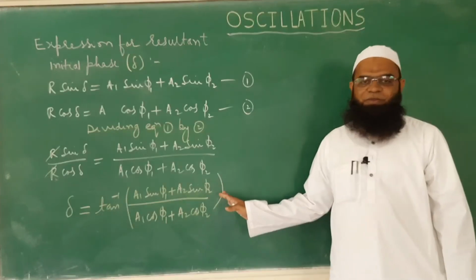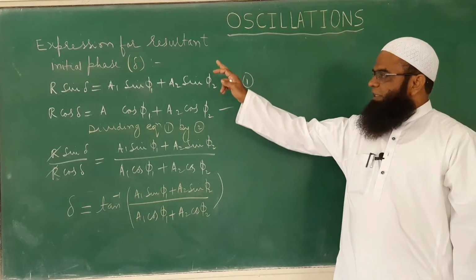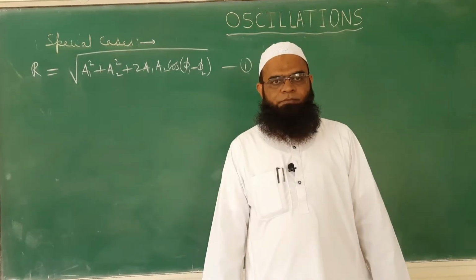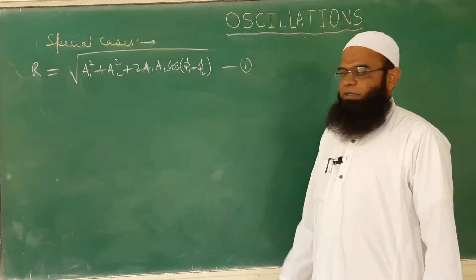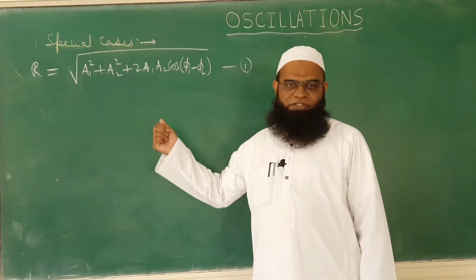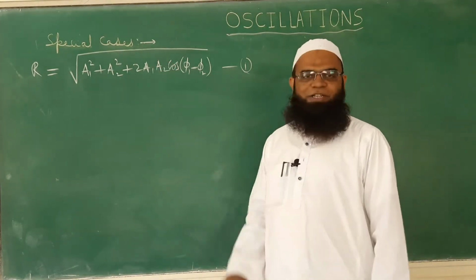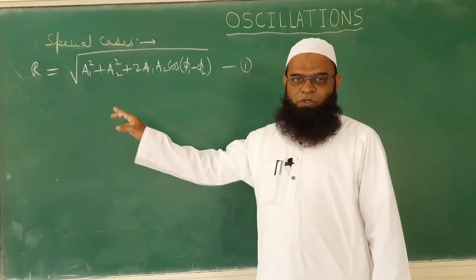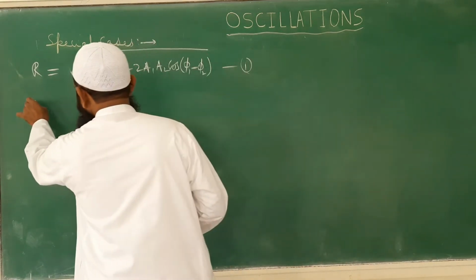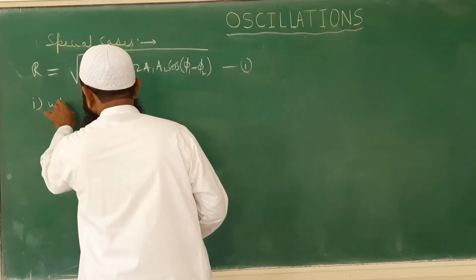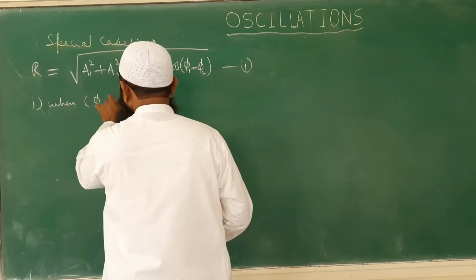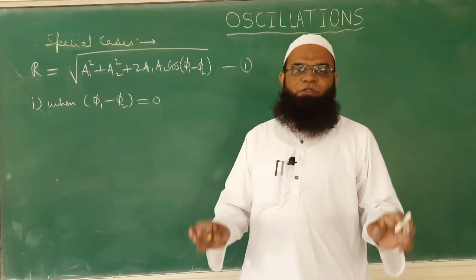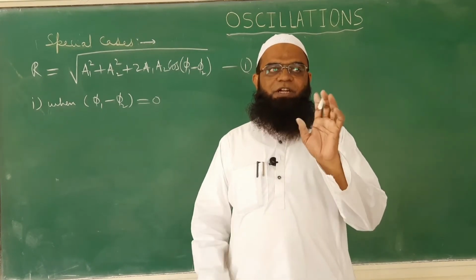So this is the equation for resultant initial phase. Now after the equation for resultant initial phase, we are going to discuss special cases of phase difference and amplitudes. So first case is when phi 1 minus phi 2 is equal to 0. That means when there is no phase difference between the two SHMs.